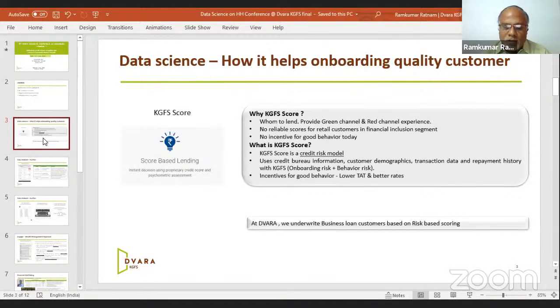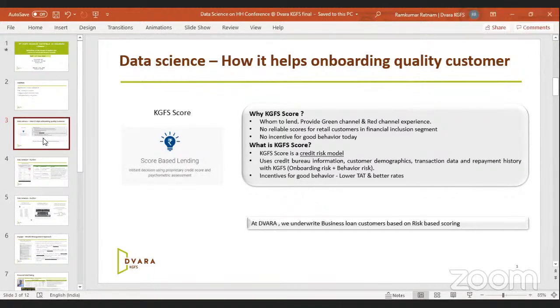Today we are all governed by a self-regulatory organization, and everybody has got some platform where we talk to each other. So most of those working in MFIs will share knowledge. Today what we have done in KGFS is that we onboard a customer on a scoring methodology.